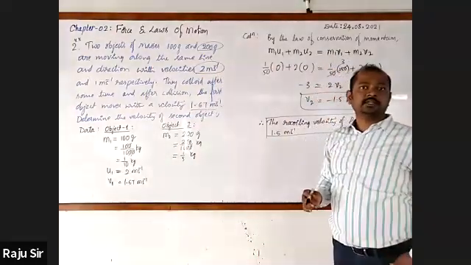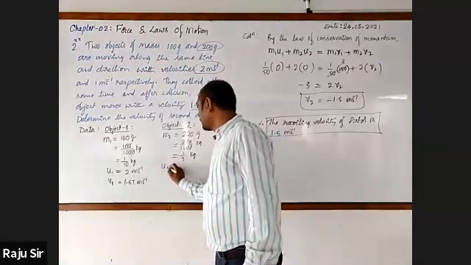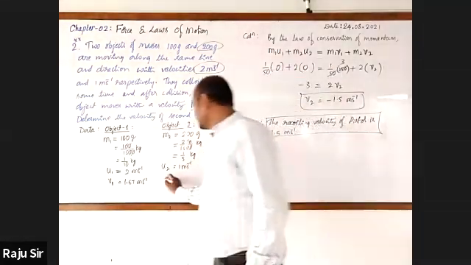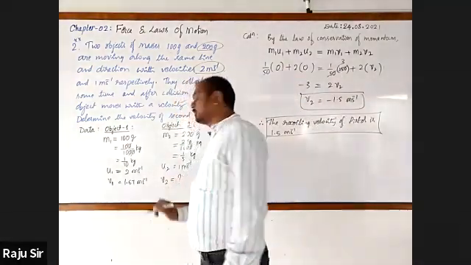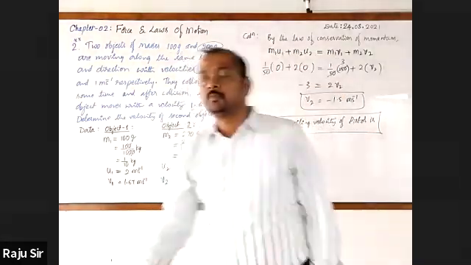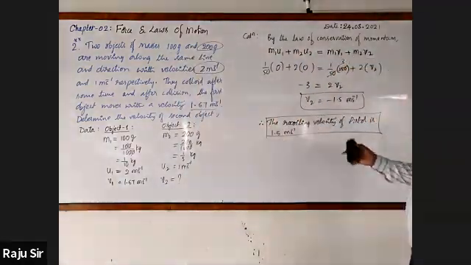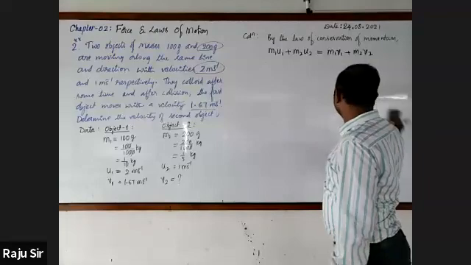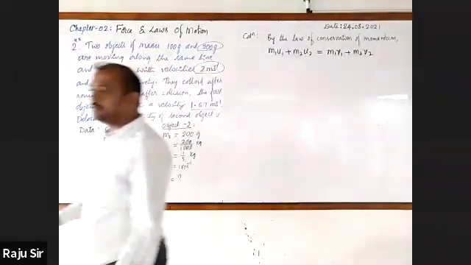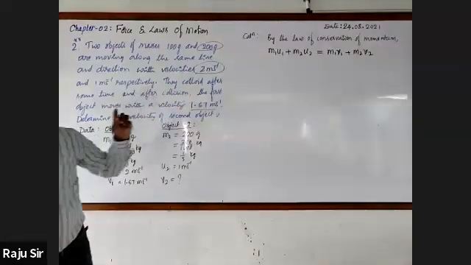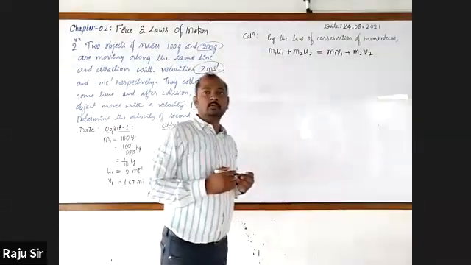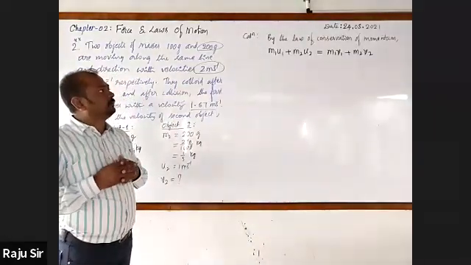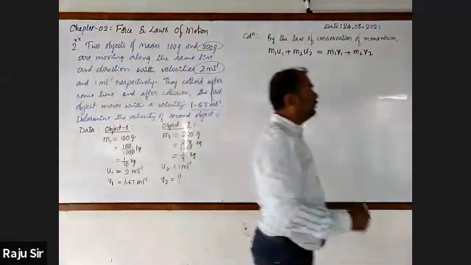What is its initial velocity? 1 meter per second. Correct. After collision, it moves with some velocity we do not know. You call it v2. Again, use the law of conservation of momentum. By the law of conservation of momentum, write it up, then below that you write this form: M1 U1 plus M2 U2 is equal to M1 V1 plus M2 V2.